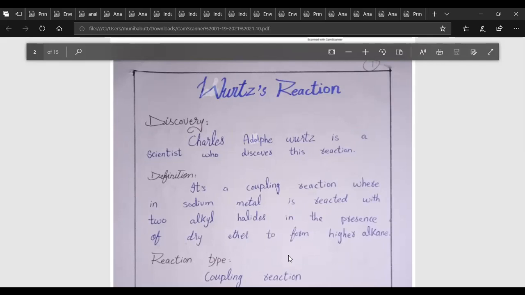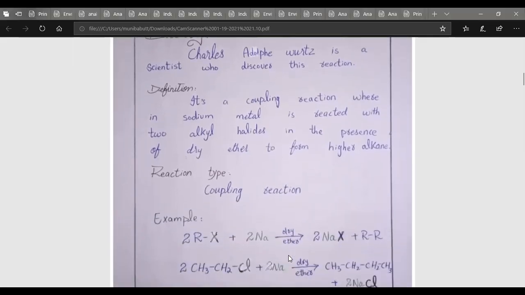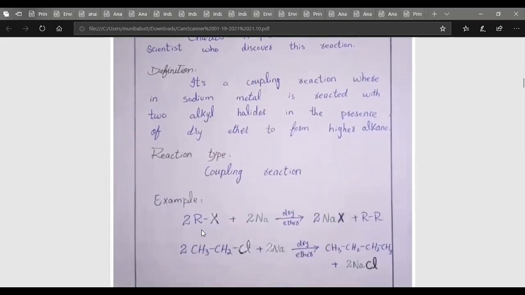Now I tell you about its example. Here is an alkyl halide in the presence of sodium and also in the presence of dry ether. They form a sodium halide and a higher alkane. So in the definition we discussed that we take two alkyl halides, and in that example, I also take two alkyl halides in the presence of sodium. They form a higher alkane and sodium chloride salt.